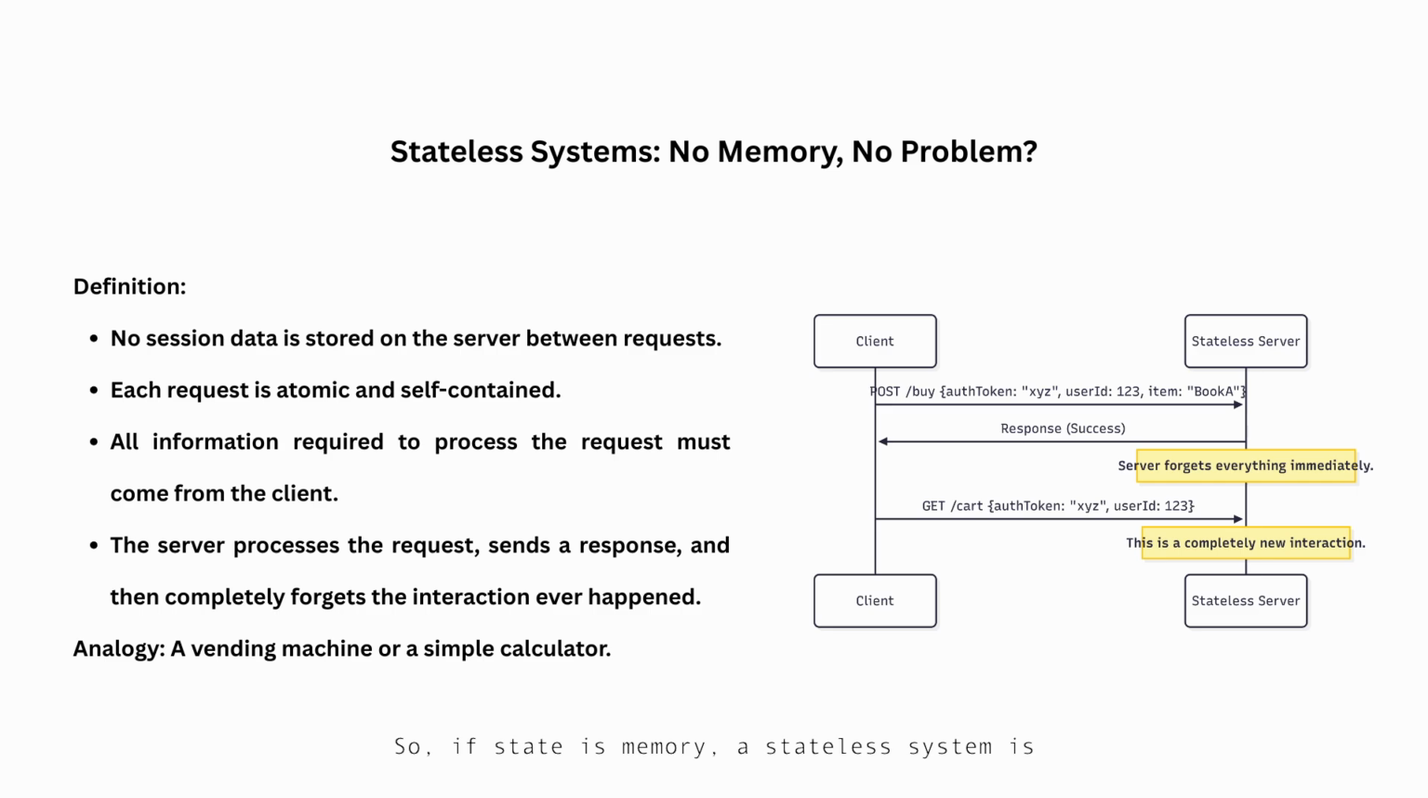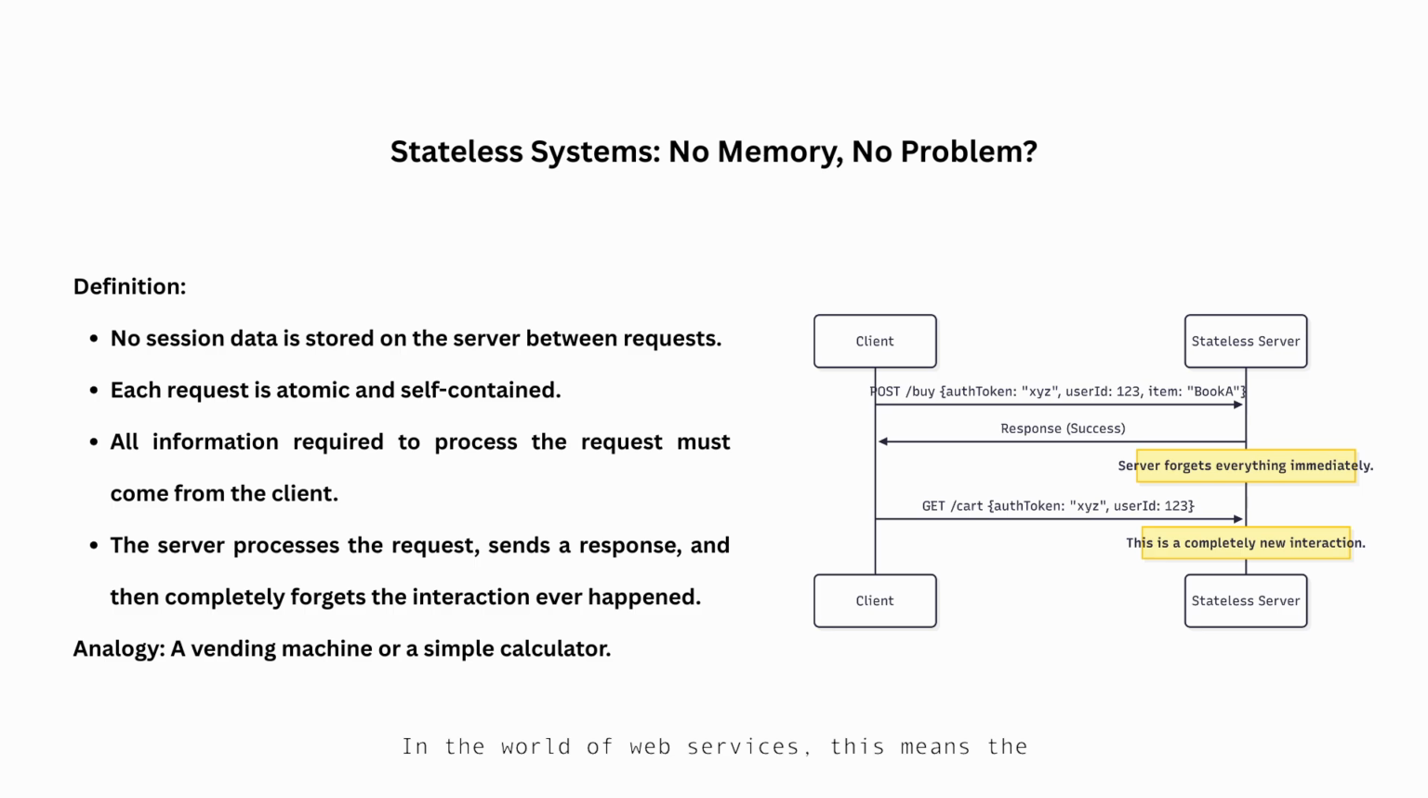So, if state is memory, a stateless system is like an amnesiac. It has absolutely no recollection of past interactions. Every single request you send it is treated as a brand new event, completely independent of any other request. The perfect analogy that comes to my mind is a vending machine. You put your money in, you press a button, and you get the snack or a drink. The machine doesn't know who you are or what you bought 5 minutes ago. Your next transaction is a completely fresh start.